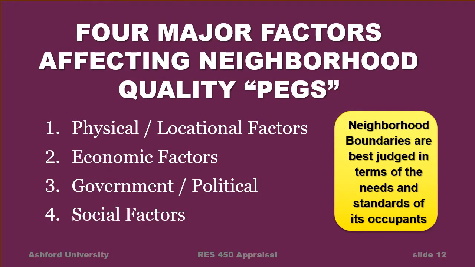The 4 major factors affecting neighborhood quality can be remembered by the acronym PEGS. P is for physical or locational factors. E stands for economic factors. G means government or political. This textbook uses only the word political, but others use the term government. They both mean the same thing. S is for social factors. Neighborhood boundaries are best judged in terms of the needs and standards of its occupants.